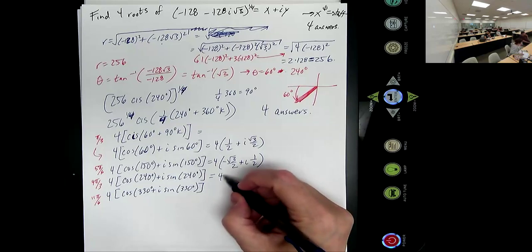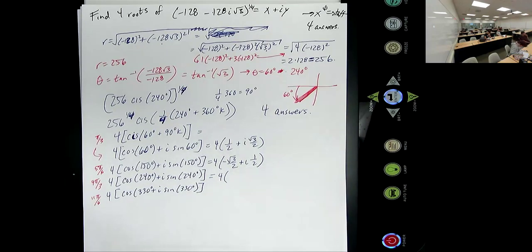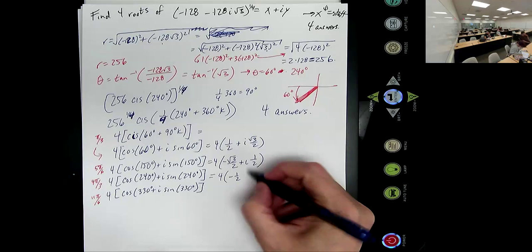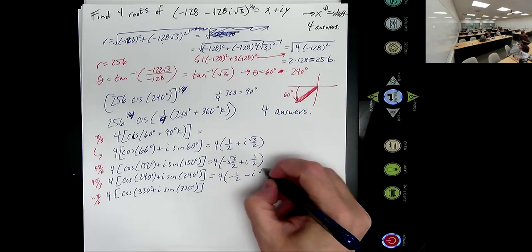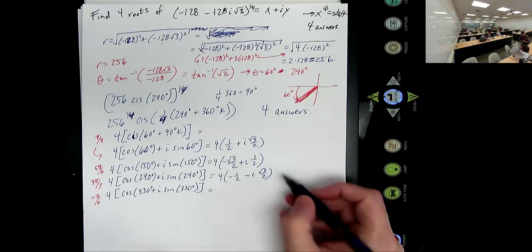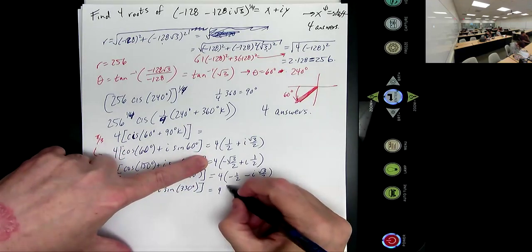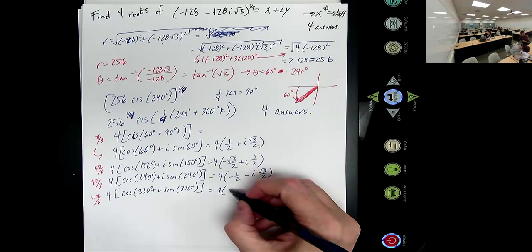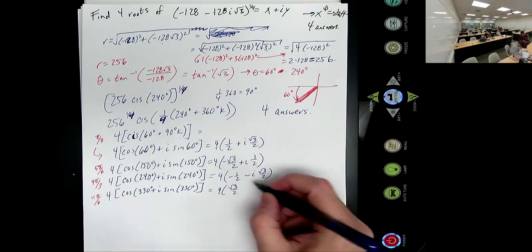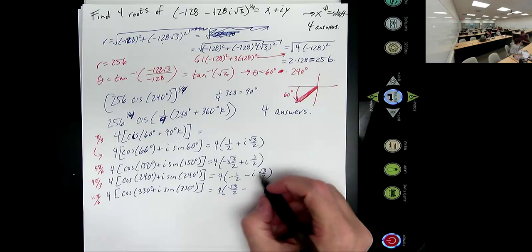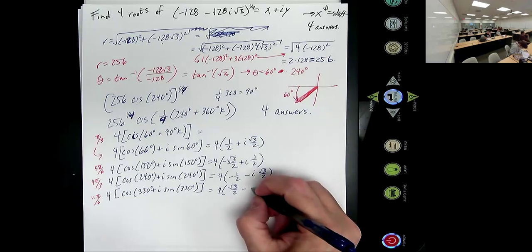What about 240? We're gonna have conjugates here, which one is the conjugate of negative 1/2? It's gonna be 180 plus 60, so it's a 60-degree reference angle. Negative 1/2. Then we'll have minus I root 3 over 2. 330 is gonna be positive, we're gonna have root 3 over 2. And then minus I times 1/2.